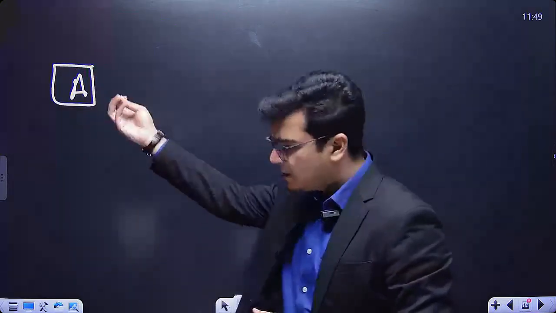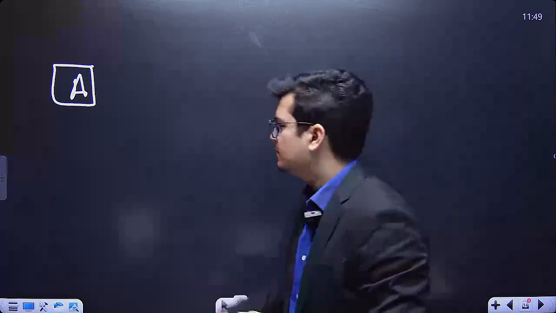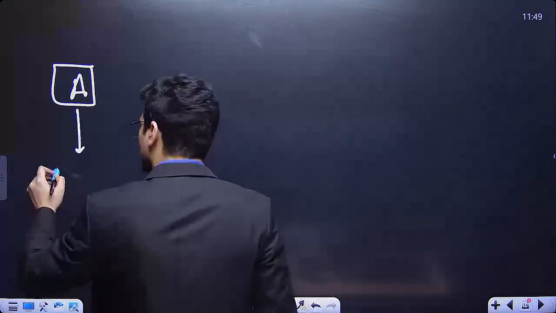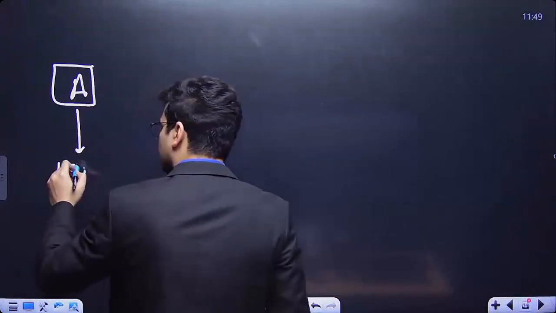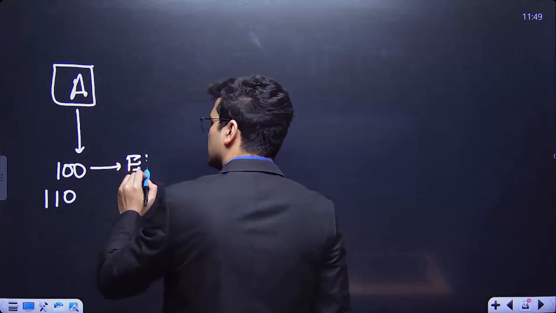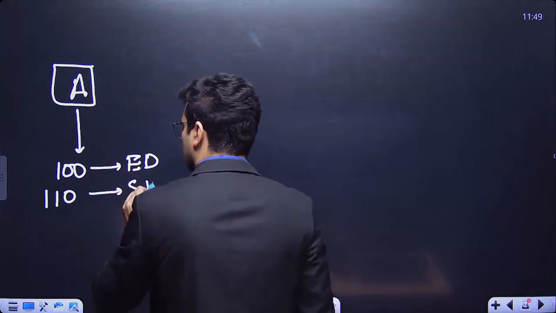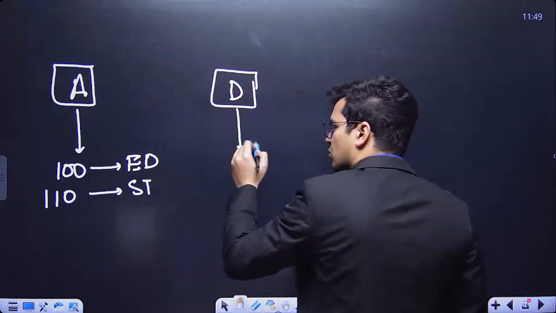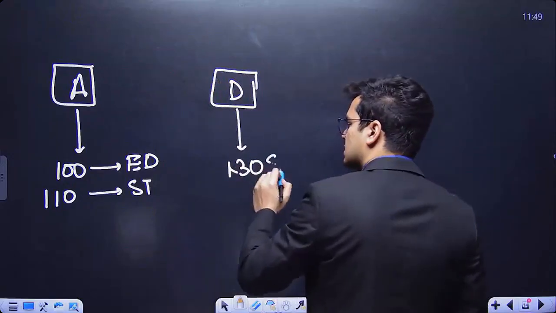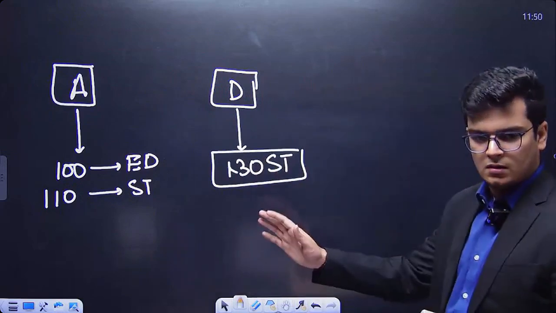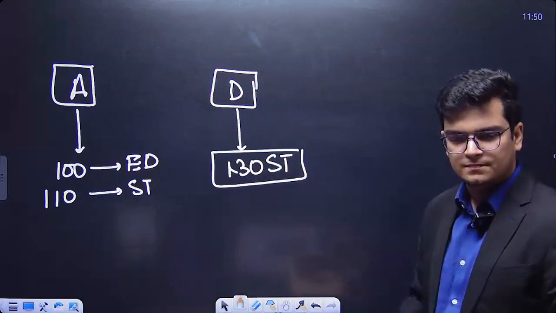एप्पल से गवर्नमेंट कितना पैसा रिसीव करती है? What Apple pays to the government is how much? Let's see. Apple pays to the government firstly 100 rupees in excise duty and 110 rupees in sales tax. Excise duty, sales tax. What does distributor pay to the government? Distributor also pays 130 rupees in sales tax. This is the tax that government receives.